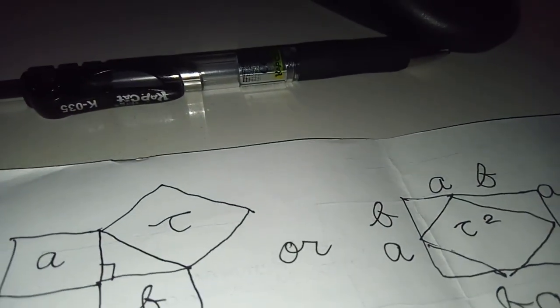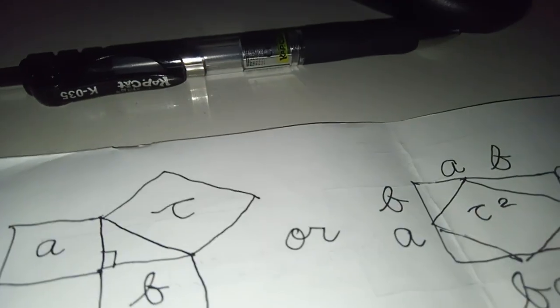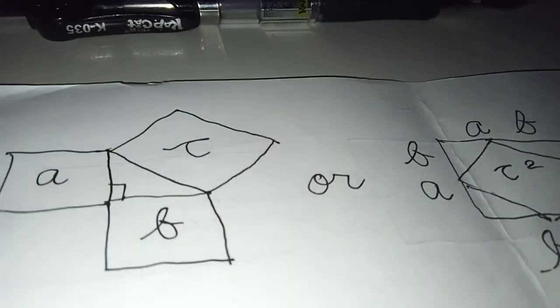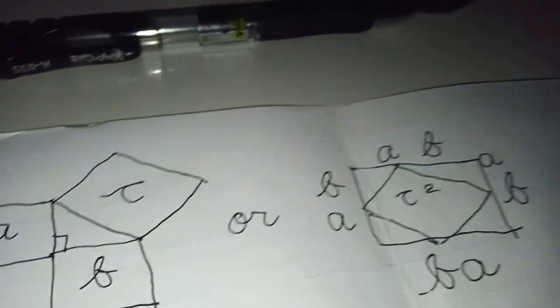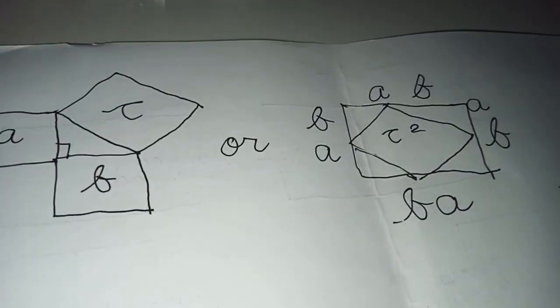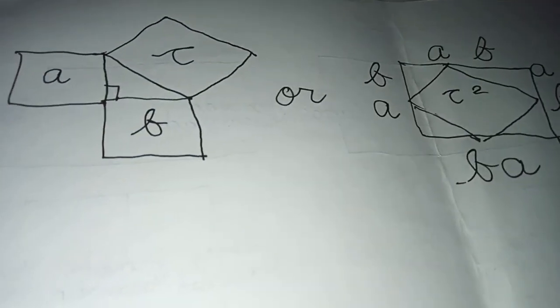This forms a square in the center with side length C and thus an area of C squared. However, if we rearrange the four triangles as follows here, we can see two squares inside the bigger square. One that is A squared in area and another that is B squared in area.